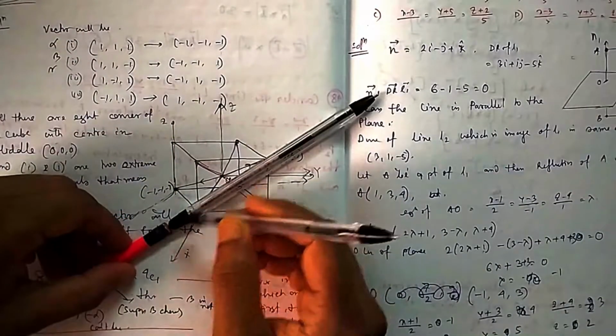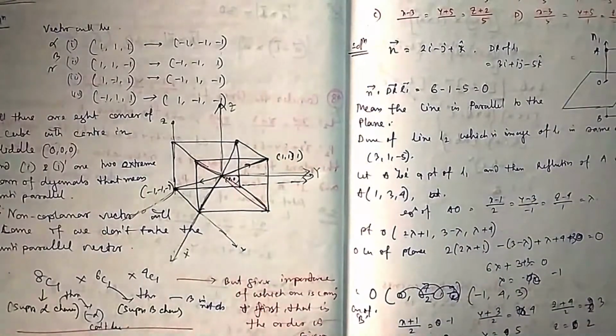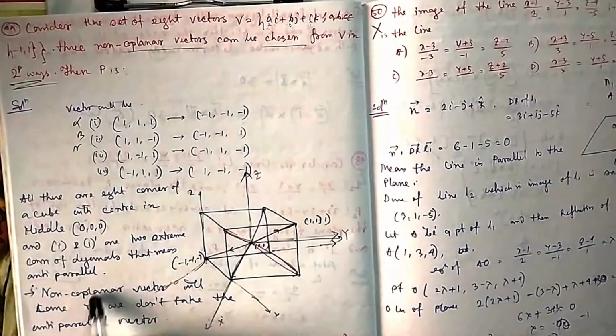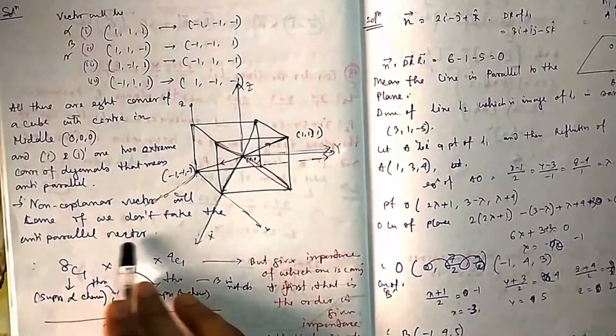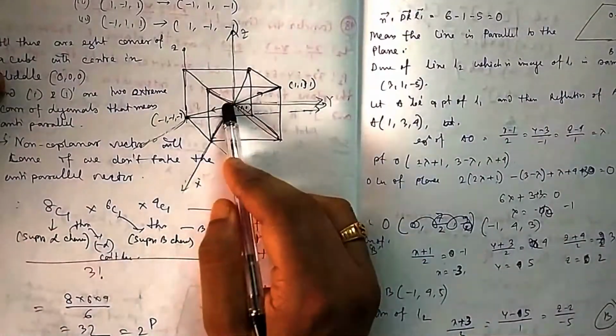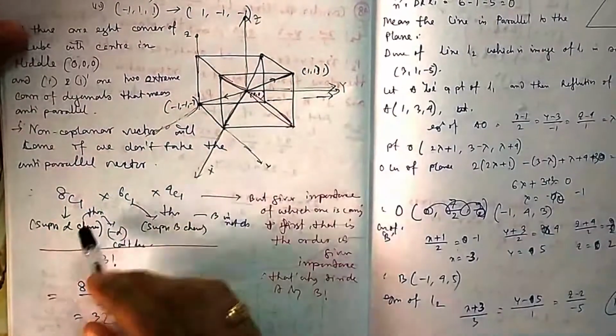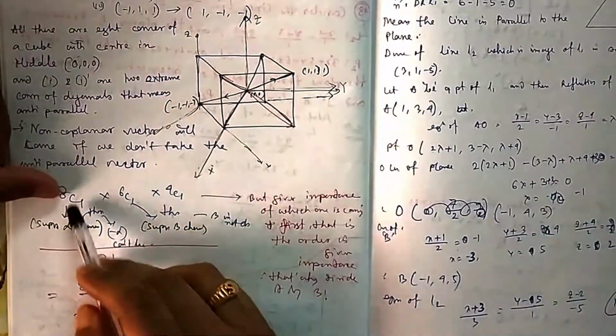So if you take this one, you cannot take the anti-parallel. From that concept we are doing this. Given 8 corners, all the diagonals. So for non-coplanar vectors, you cannot take anti-parallel vectors. If you take this vector, you cannot take the one that is just opposite to it, that is the same line. So out of 8 you select any one, that is 8C1.